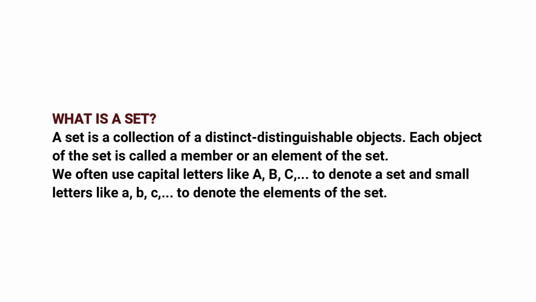A set is a collection of distinct, distinguishable objects. Each object of a set is called a member or an element of the set. We often use capital letters like capital letter A, capital letter B, or capital letter C to denote a set. Small letters denote the elements of the set.